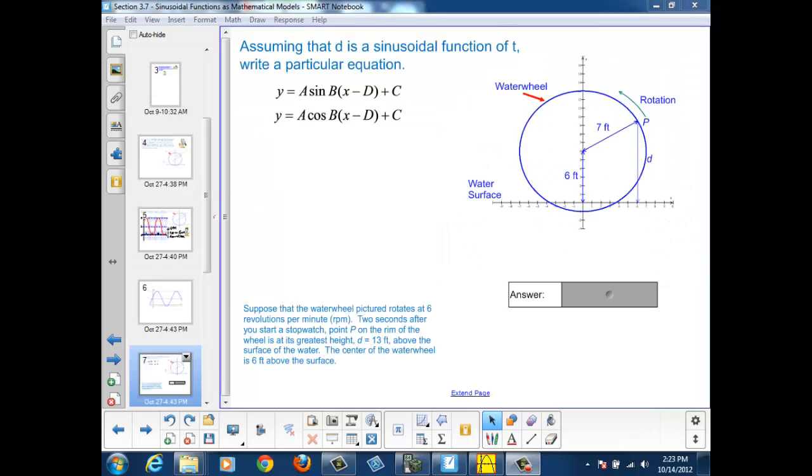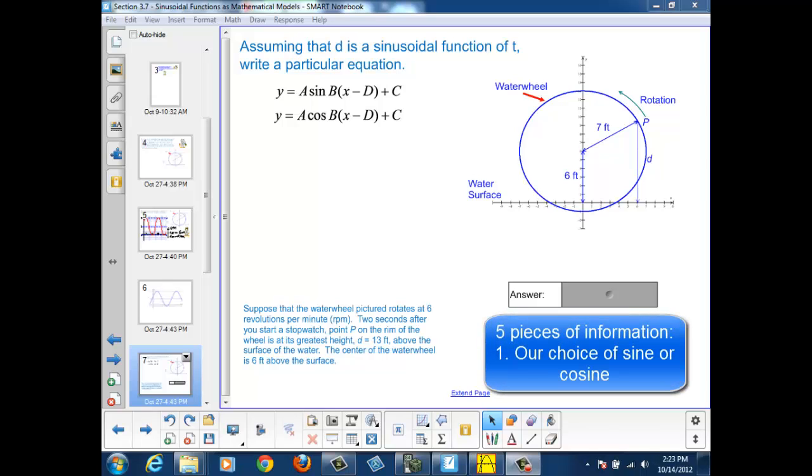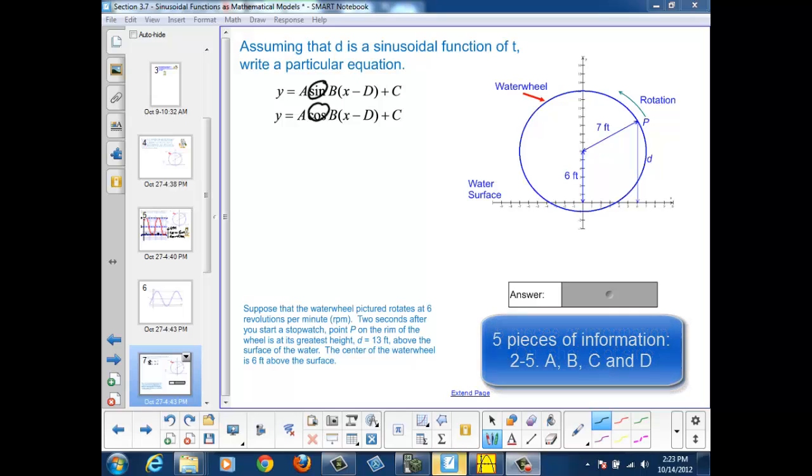Our next task: assuming that D is a sinusoidal function of t, write a particular equation. Well, to write a particular equation, we need 5 pieces of information. First, we have to choose whether we're going to use sine or cosine. Then we need our amplitude, our horizontal dilation factor, our horizontal translation, and our vertical translation, or the phase displacement and the sinusoidal axis, and our b value.